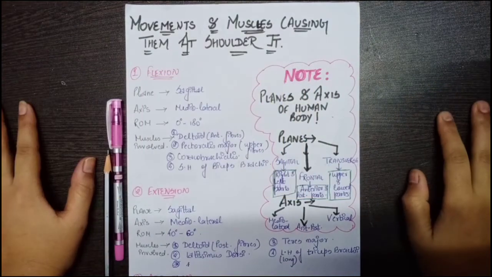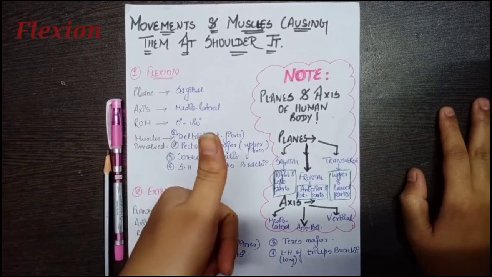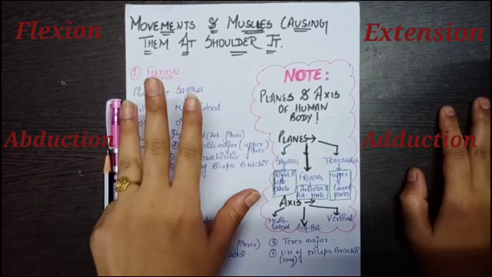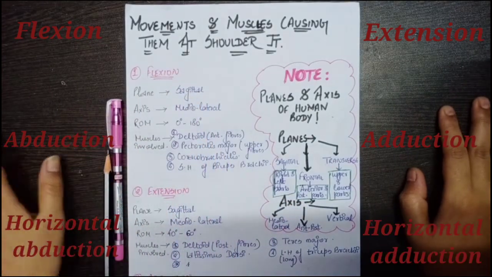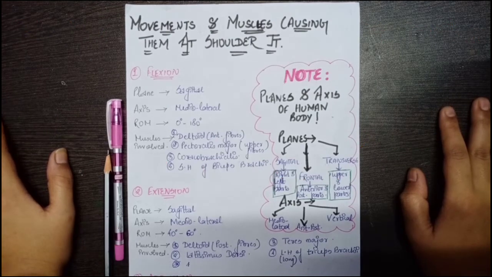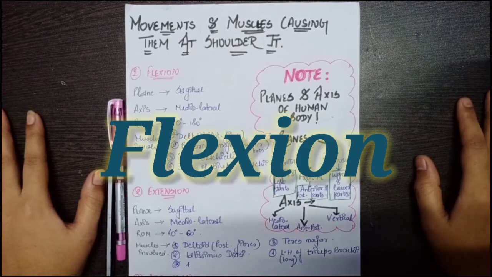So first, let us talk about the total movements that we see at the shoulder joint. The movements are flexion, extension, abduction, adduction, horizontal abduction, horizontal adduction, and circumduction. So now let us go through each one of those movements and talk about them in detail. The first movement that we talk about at the shoulder joint would be flexion.